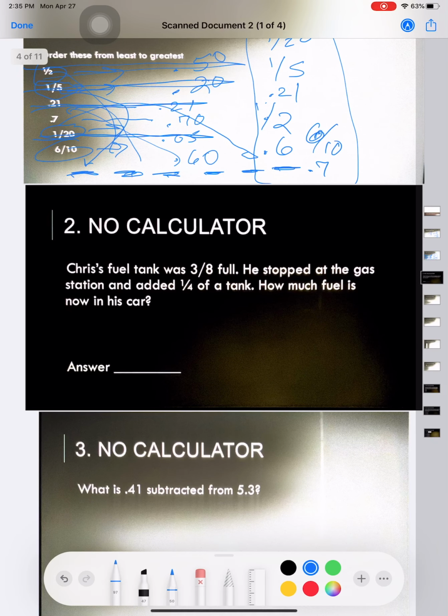Next question, number 2. Chris's fuel tank was 3/8 full. He stopped at a gas station and added a quarter of a tank. How much fuel is now in his car? So this is a simple addition of fractions problem. So 3/8 plus 1/4. Now, you do not have a calculator, so you have to do this all by hand. Fortunately, it's not that bad because your common denominator is going to be 8 for both of these, because 8 will go into 8, and 4 will go into 8. 8 will go into 8 one time. 1 times 8 is 8, 3 times 1 is 3. 4 will go into 8 2 times. 4 times 2 is 8. 1 times 2 is 2. So 3 eighths plus 2 eighths will be 5 eighths.